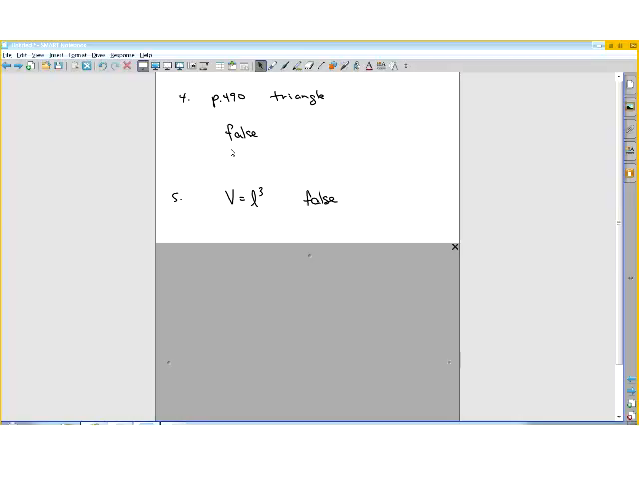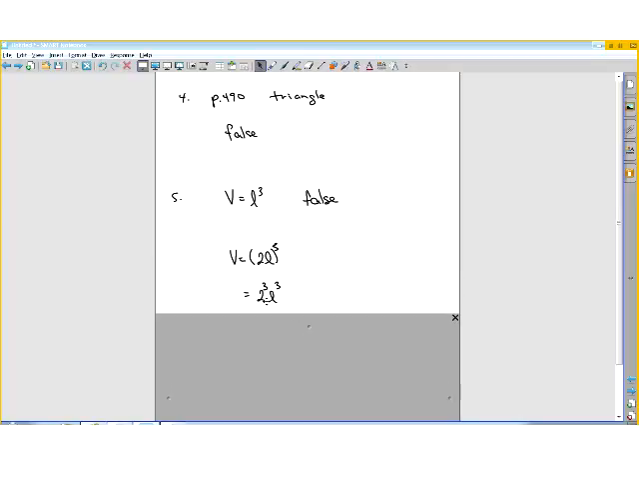Number 5, if you double the length of the edge of a cube, the new cube will have a volume that is twice the volume of the original cube. And that's false. Why is that false? Well, if we took the original length and doubled it, made it 2L, we would be cubing 2L, not L. So when you cube something, you cube each part. So we have 2 cubed times L cubed. This exponent is distributed to each one of those. Well, 2 cubed is 8, not 2. So it said twice the volume, but it's not twice, it's 8 times.